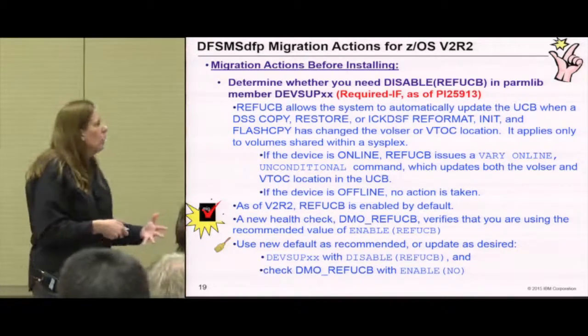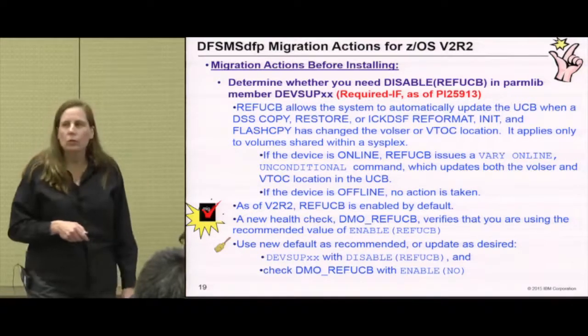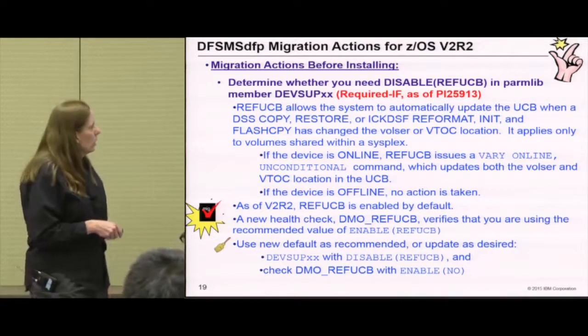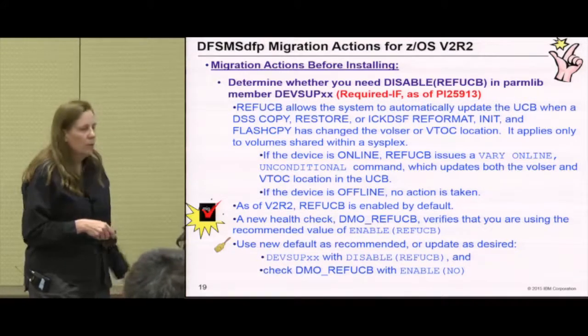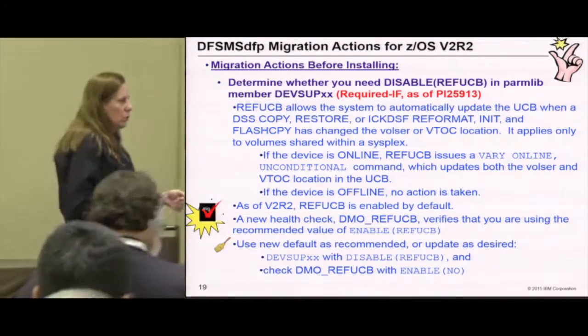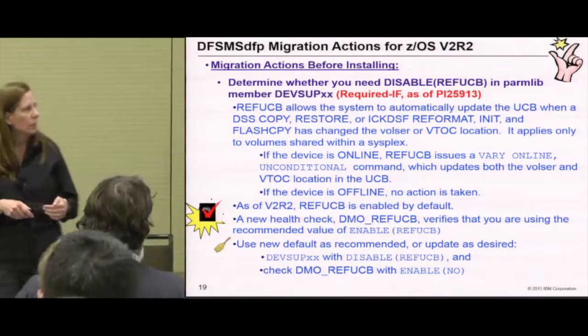We're going to turn it on for you by default in 2.2. Okay? Now, if you want to, you can turn it off. You're perfectly welcome to turn it off. You go into DevSup and you say disable ref UCB. But we think this is a function that everybody should be using, and so we have written a brand new health check for it. Okay?